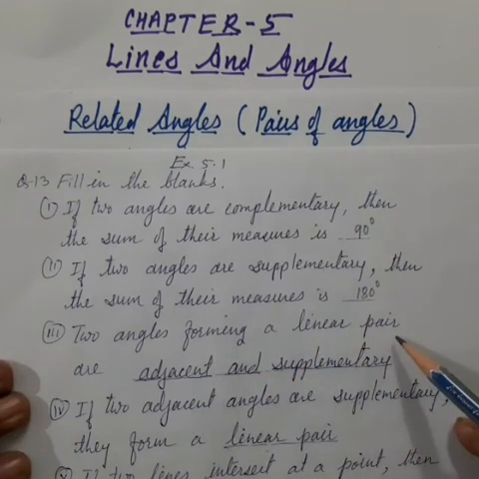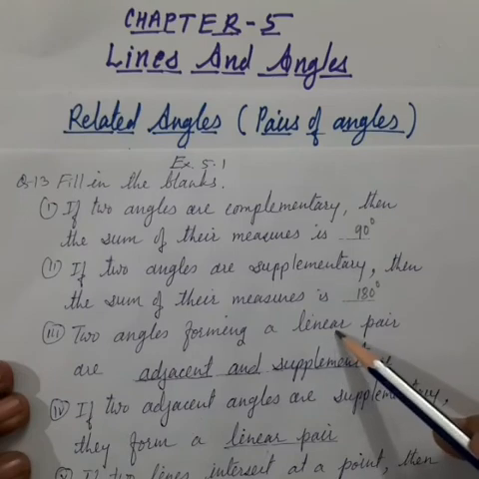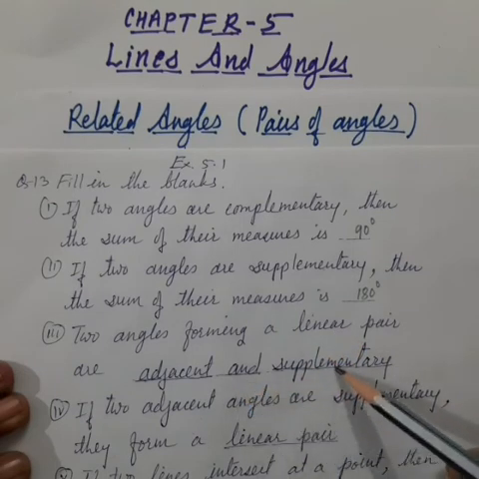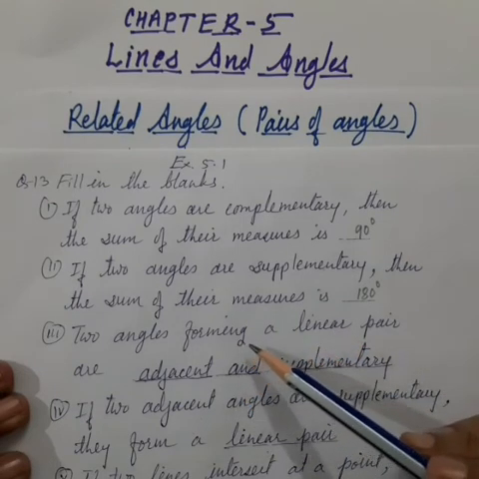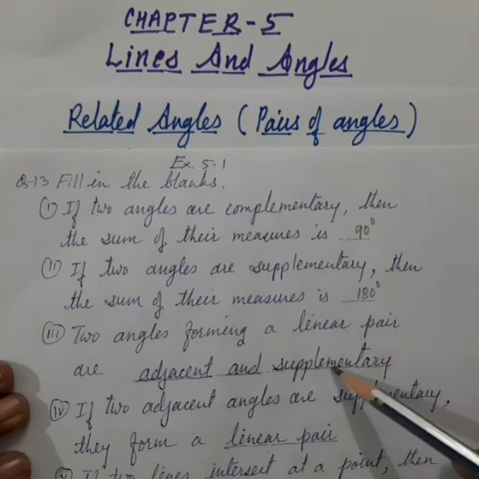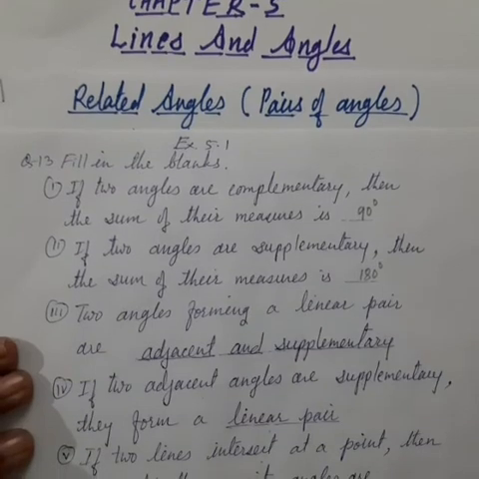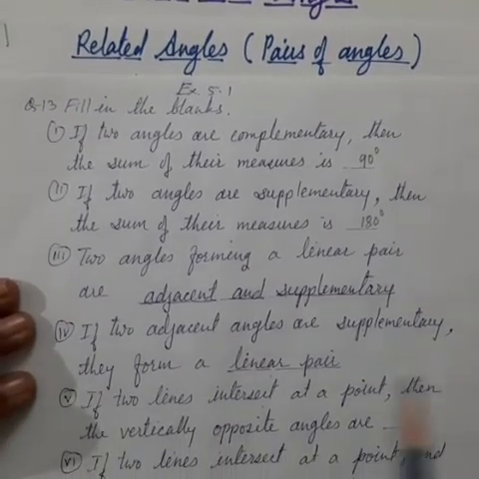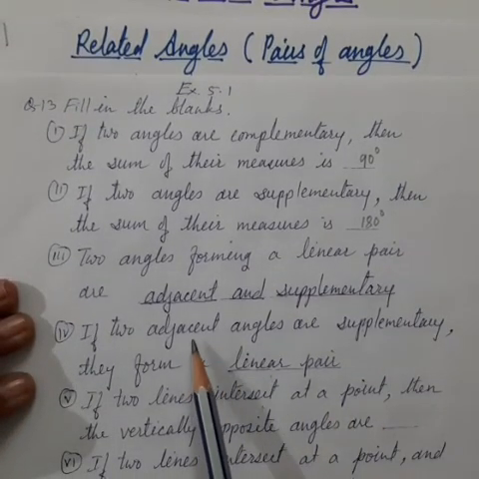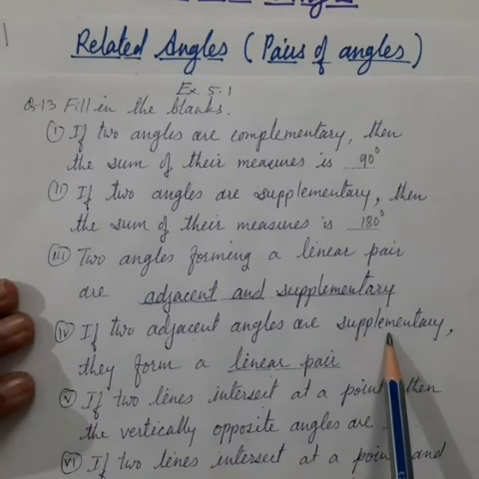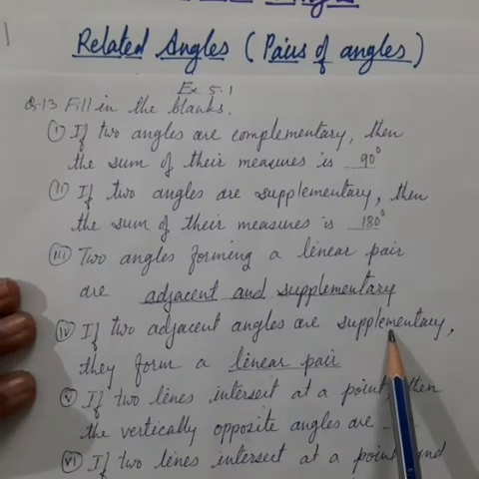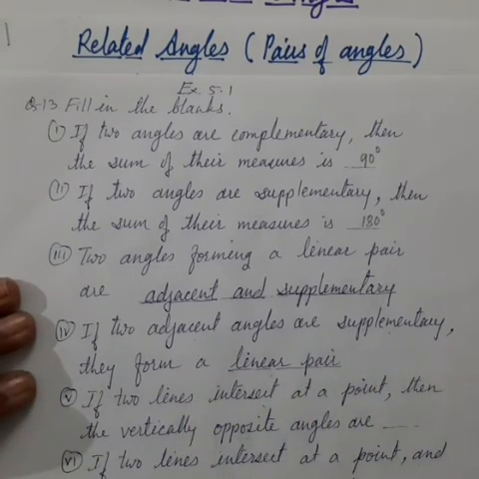Two angles forming a linear pair. Linear pair means adjacent plus supplementary. If two angles are forming a linear pair, they are adjacent and also supplementary. If two adjacent angles are supplementary, that means their sum is 180 degrees, so they form a linear pair.